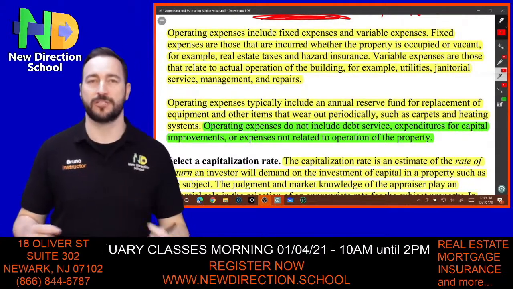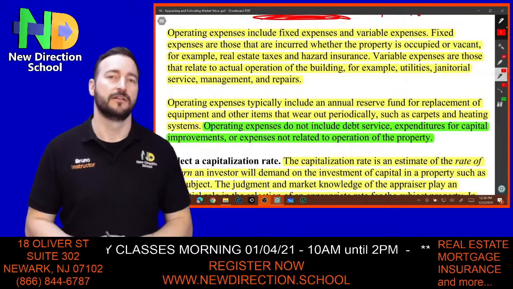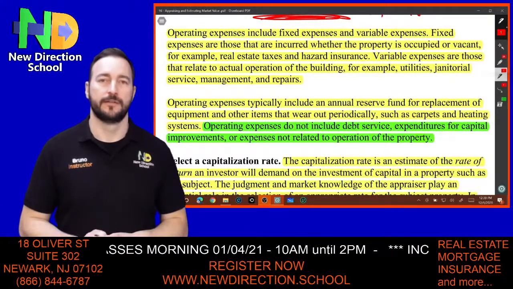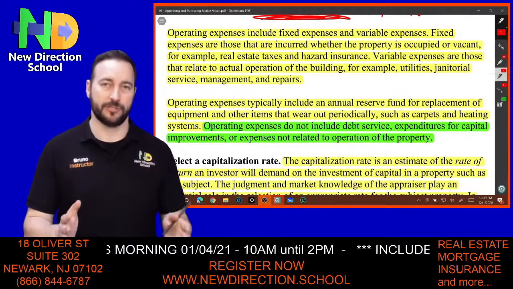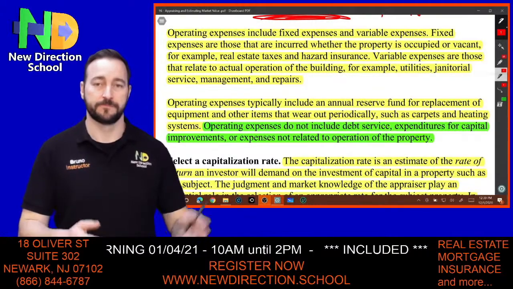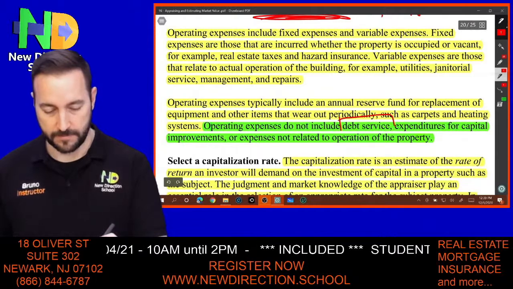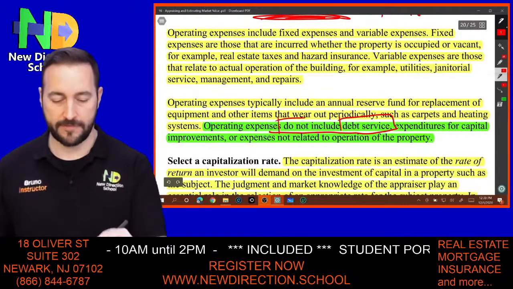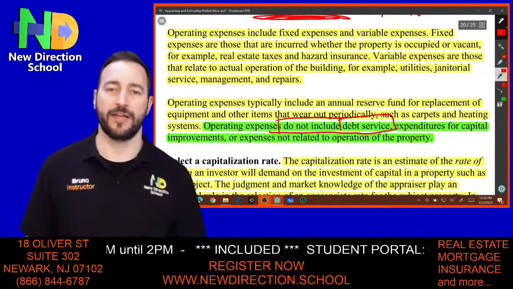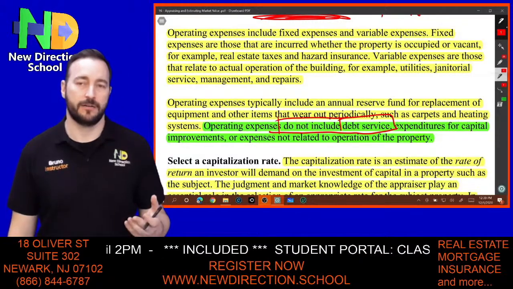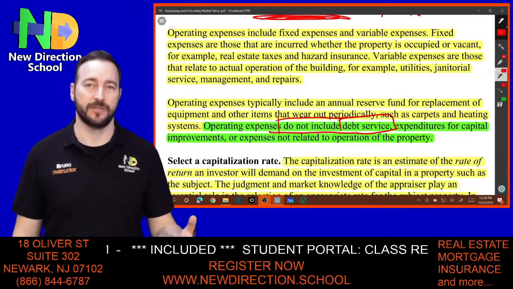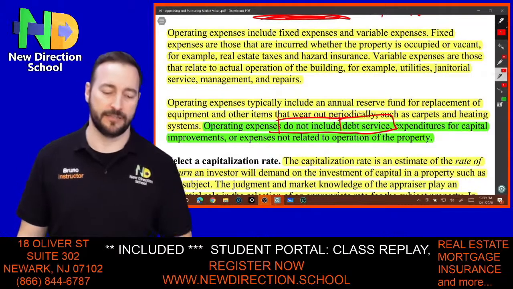Can we make a few adjustments here and there to maximize the income? Sure. But on average, those are the expenses. So be ready for it. Debt is never included. Okay? Never included. So mortgage or any other financing against the building is never included in these calculations.